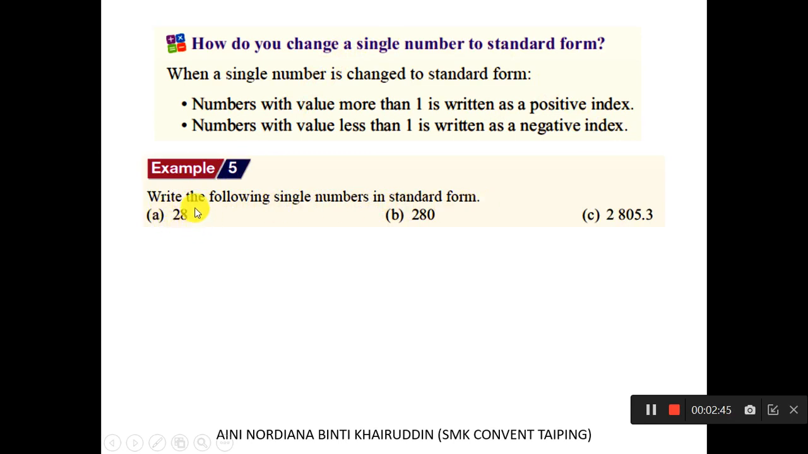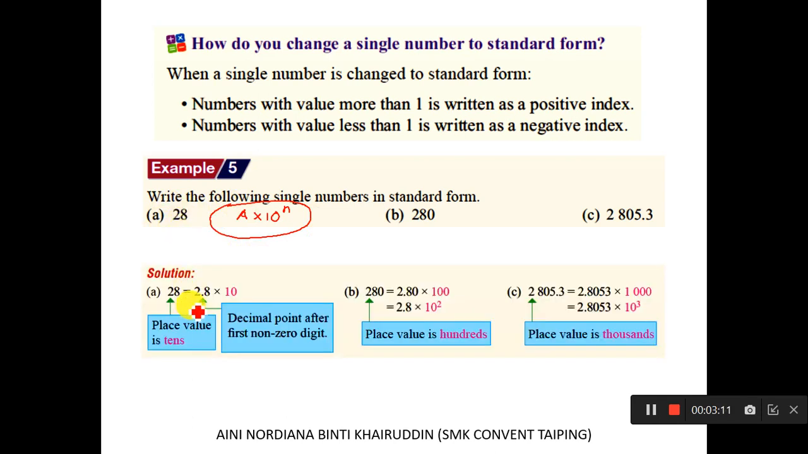A, 28. To change this number to standard form, remember just now the standard form is in the form of, let me use my pen. Okay, a times 10 to the power of n. So this is standard form. So how to change this? Okay, first 28 is greater than 10.